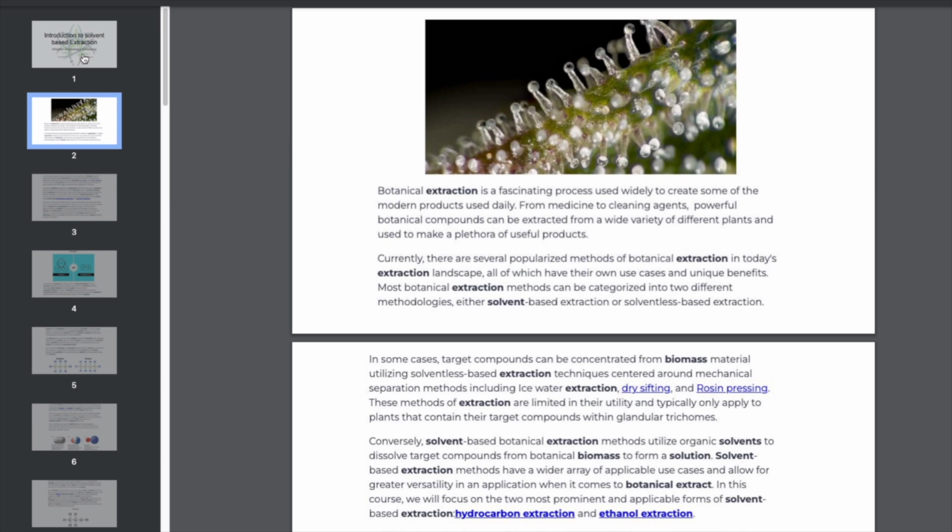You see here we have the trichome under high microscopic magnification. Love those mushrooms, that's what we're after. Currently, there are several popularized methods of botanical extraction in today's extraction landscape, all of which have their own use cases and unique benefits. Most botanical extraction methods can be categorized into two different methodologies, either solvent-based extraction or solventless-based extraction.